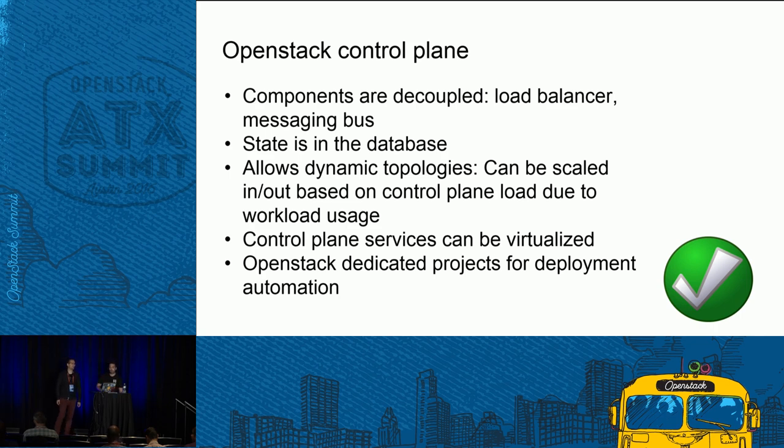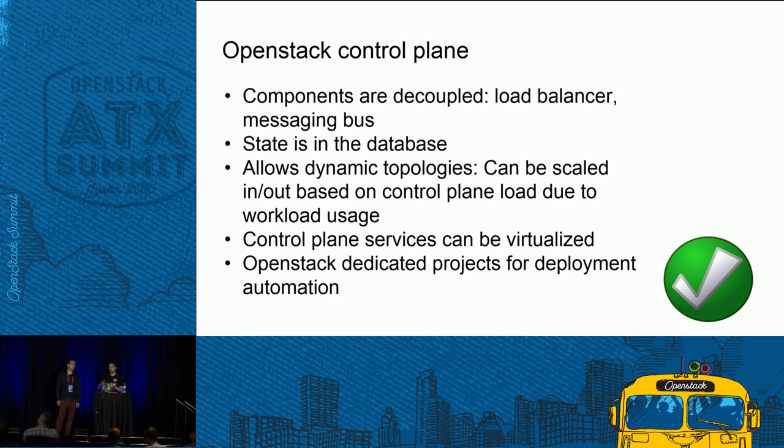So the OpenStack control plane. OpenStack is a fully distributed system. It keeps services as decoupled as possible. If you think about how OpenStack services integrate with each other, they use RPC, which is messaging through the message bus. They use API calls. They use the database. These are well-known mechanisms to decouple modern applications. So yes, it allows dynamic topologies.